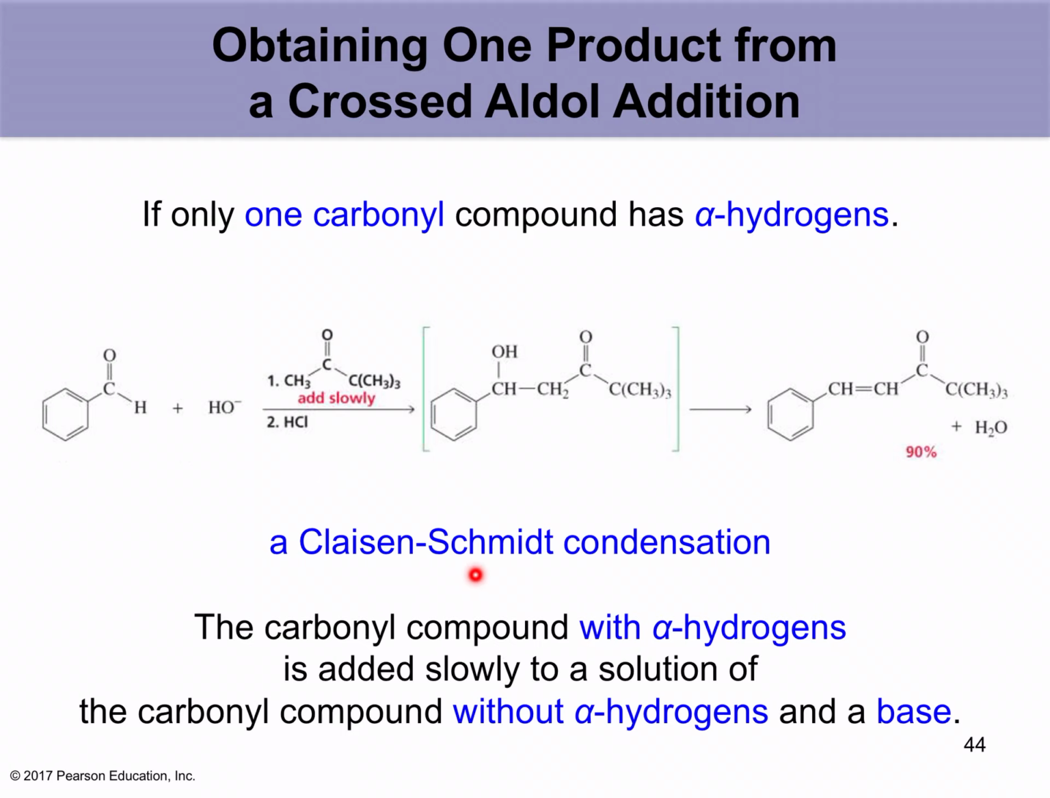And this one is called Claisen-Schmidt condensation. The carbonyl compound with alpha hydrogens is added slowly to a solution of the carbonyl compound without alpha hydrogens and a base. Okay, this carbonyl compound doesn't have alpha hydrogen, and also we need to have a base. So the base will help to deprotonate the alpha hydrogen from this compound.